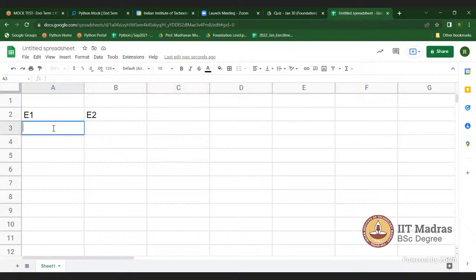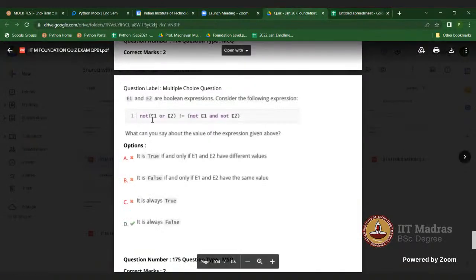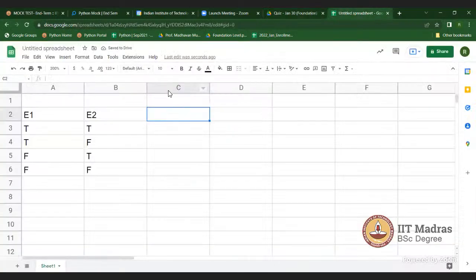Okay. So we have this. Let this be true here. True. False. True. And then false. Okay. So now what we need to compute is not of E1 or E2, right? So let me just compute first E1 or E2. We could do it directly also, but we're just doing it step by step.